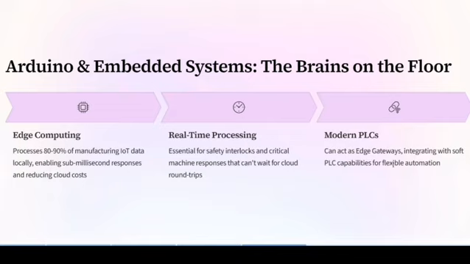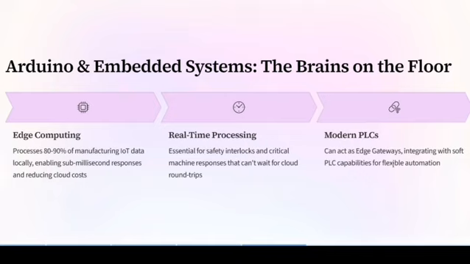Arduino Uno and embedded systems. These are like the brains on the factory floor. They process data and control devices. Edge computing. Most data, like 80 to 90%, is processed locally at the edge. This reduces delay, saves cloud cost, and gives faster responses.